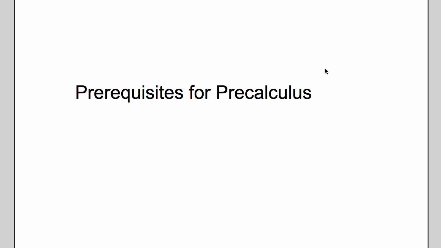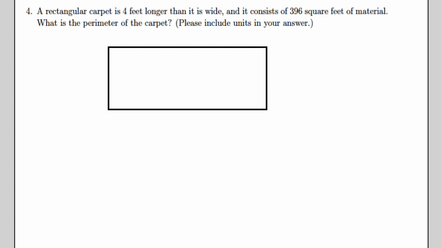We're talking about mathematical prerequisites for the pre-calculus course. Our next topic is going to be setting up a simple word problem. In this problem, a rectangular carpet is described, and so your first advice for solving word problems is draw a picture, especially if it's a geometric problem, and label the parts of the picture that are relevant.